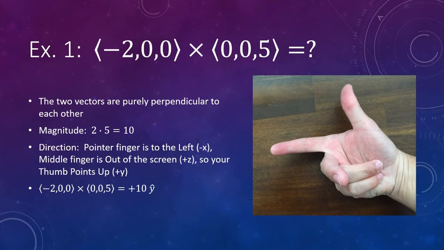And so now we'll do the right-hand rule. Our pointer finger goes in the direction of the first vector, which is minus x, so our pointer finger is going to the left. Our second vector is positive in z, so that means out of the board, out of the page, out of the screen. And keeping with the finger gun shape, your thumb will be pointing straight up, which is positive in y. So we'll put those together. Our direction is positive in y, and the magnitude we get by multiplying the components 2 and 5. But again, your first vector is your pointer finger, second vector is your middle finger, thumb is the result.